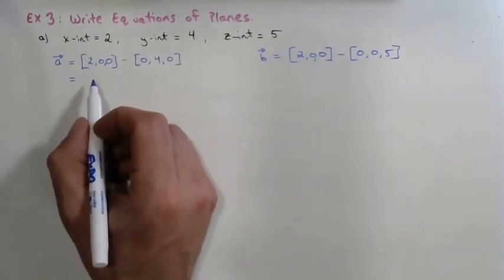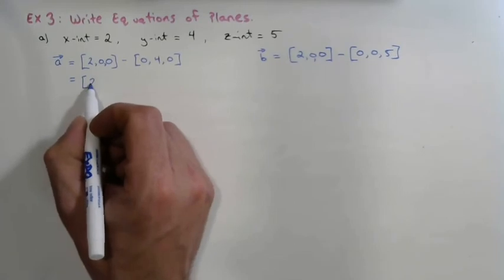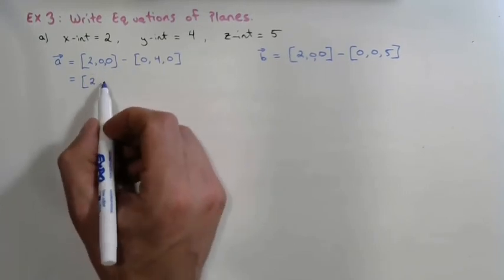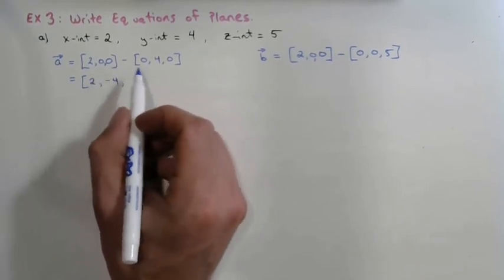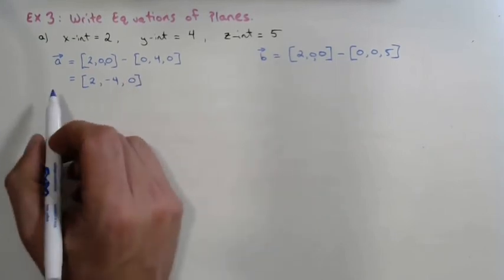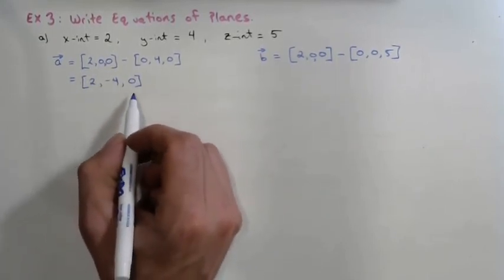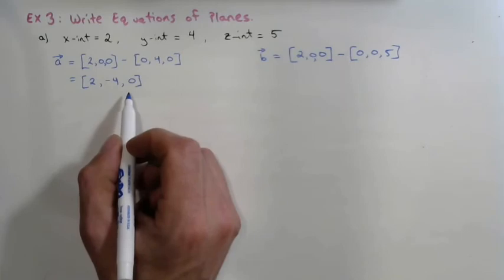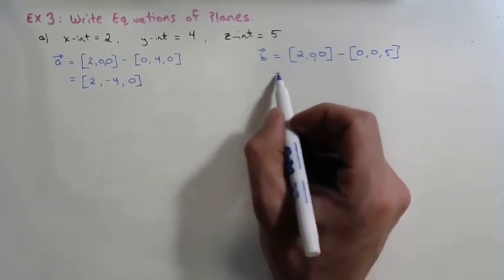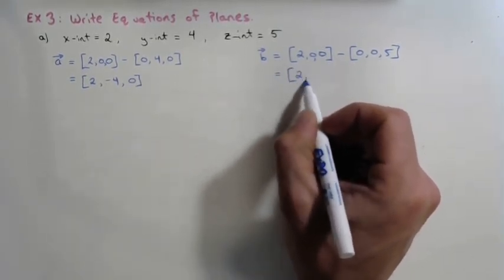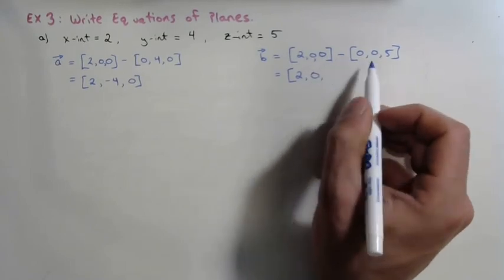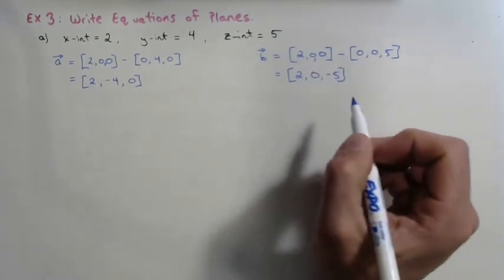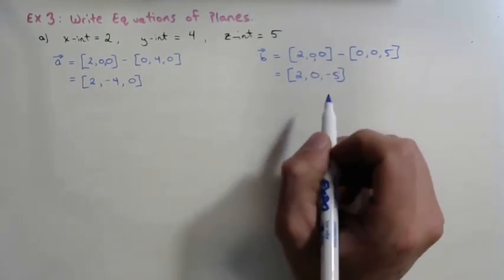All right, well, 2 take away 0 is 2. 0 take away 4 is negative 4, and 0 take away 0 is 0. So this is now one of the direction vectors that's going to help us define our plane. Here we have 2 take away 0, we have 0 take away 0, and 0 take away 5. There's the second direction vector.